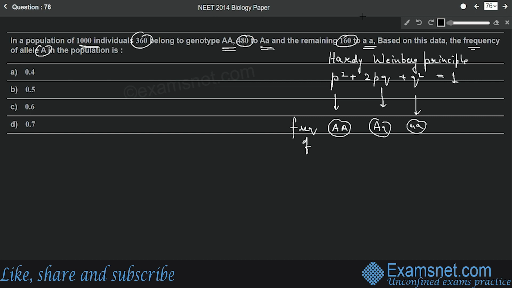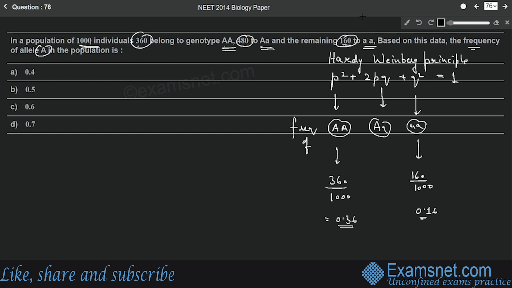Now here it is given that 360 out of 1000 belong to genotype A A. That means p square is 360 out of 1000, so it can be written as 0.36. Similarly, q square will be 160 out of 1000, that is equal to 0.16.